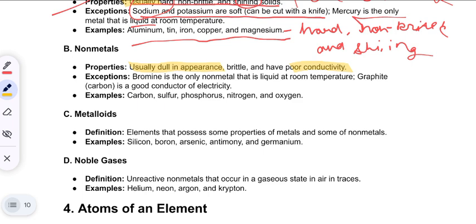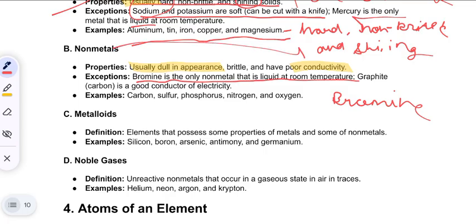Poor conductivity means they cannot be used to conduct electricity and energy. But there are some exceptions. Exceptions are there everywhere. Bromine is the only non-metal that is liquid at room temperature. Also, graphite: here we said that non-metals have poor conductivity, but graphite, a form of carbon, which is a non-metal, is a good conductor of electricity. So there are some exceptions which you need to learn and understand.